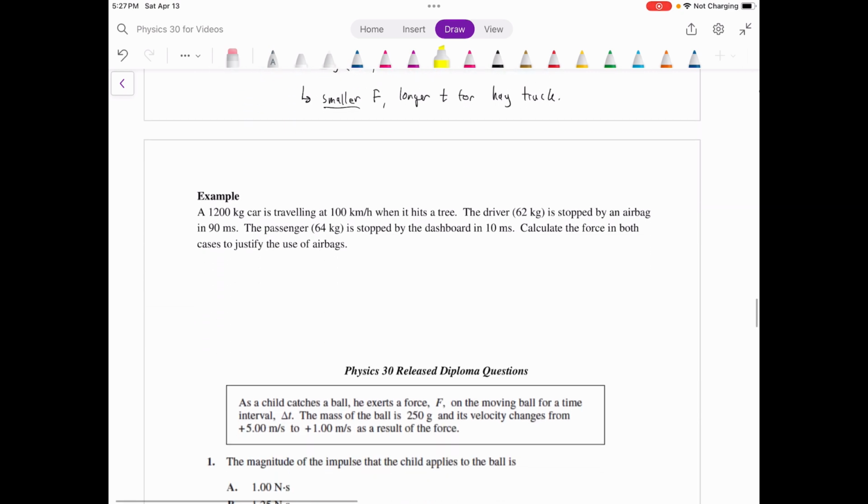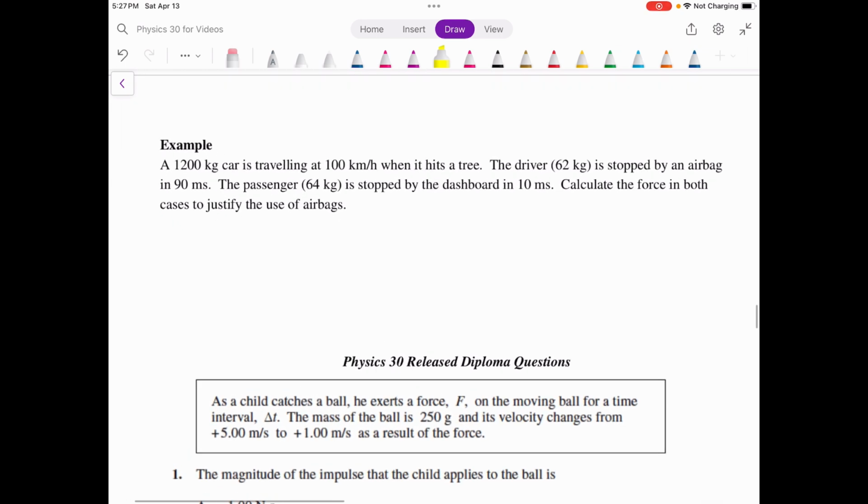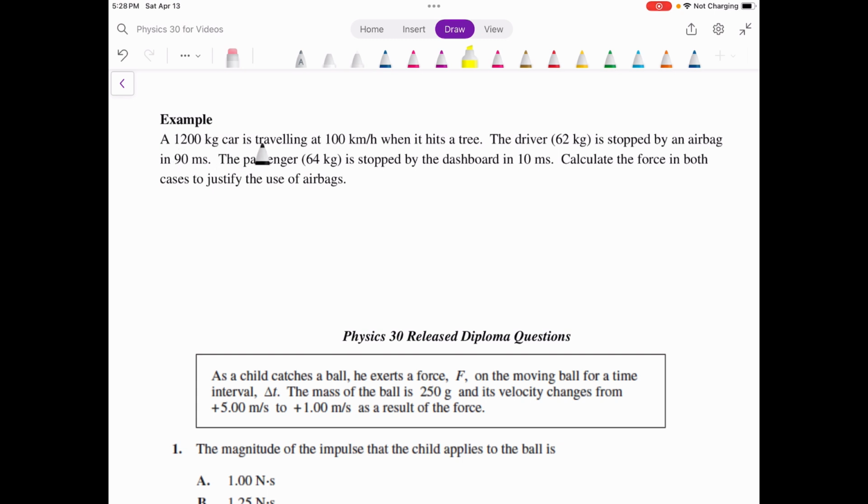Okay, let's try out an example here where we'll see that in action, one having to do with airbags. So a 1,200 kilogram car is traveling at 100 kilometers per hour when it hits a tree.